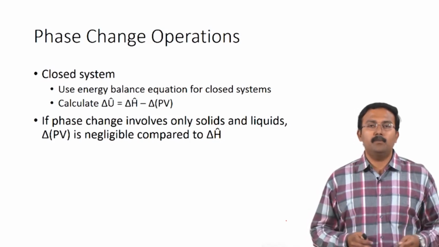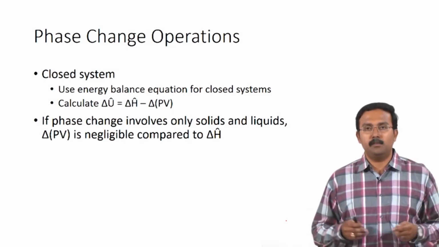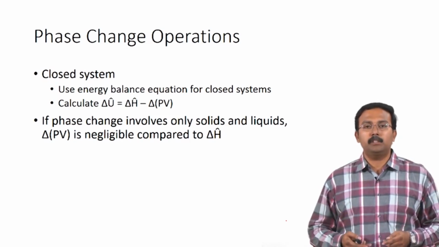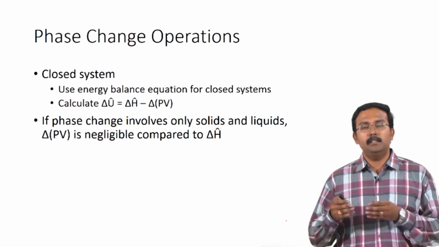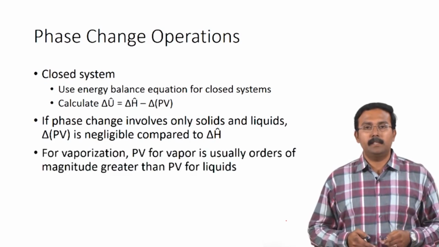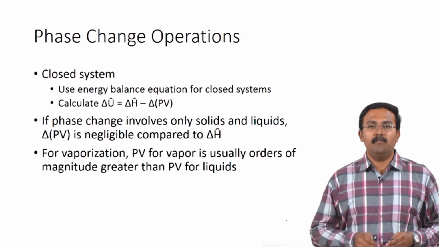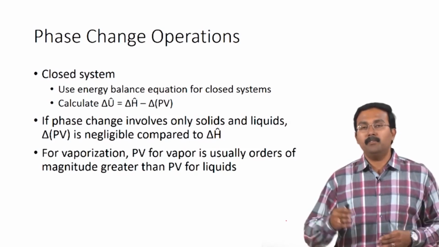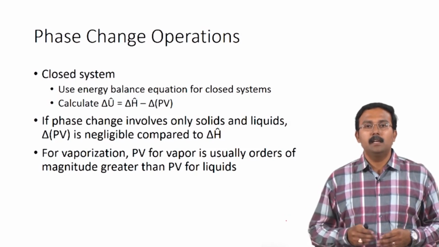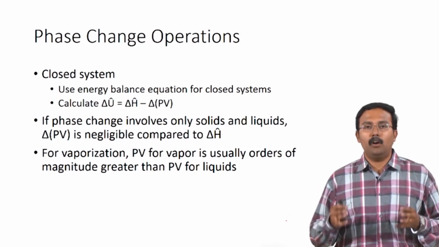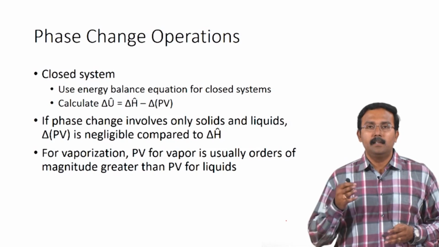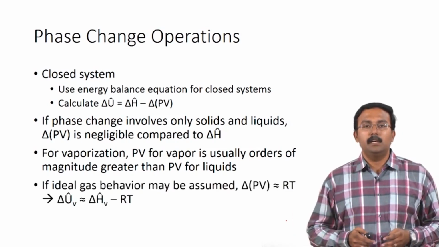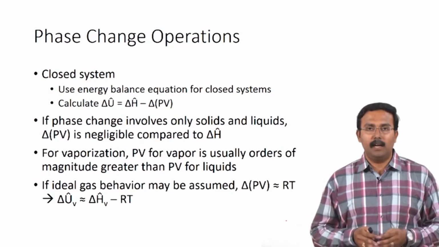This is because the specific volume of solids and liquids is very small, and because of this the second term becomes small. So you can approximate the change in internal energy to be equal to the change in specific enthalpy. However, if you have vaporization or condensation as a process where one of the phases is a vapor or gas, then PV for a gas is orders of magnitude greater than the PV for liquids, in which case you have to use this value.